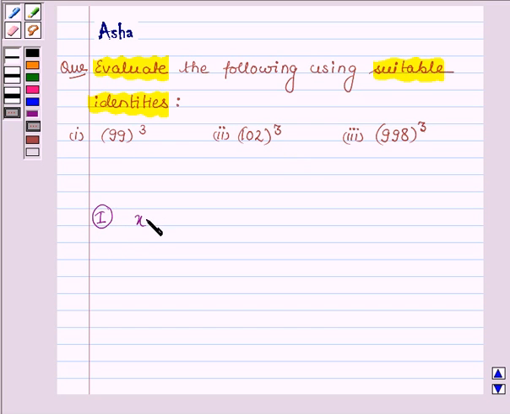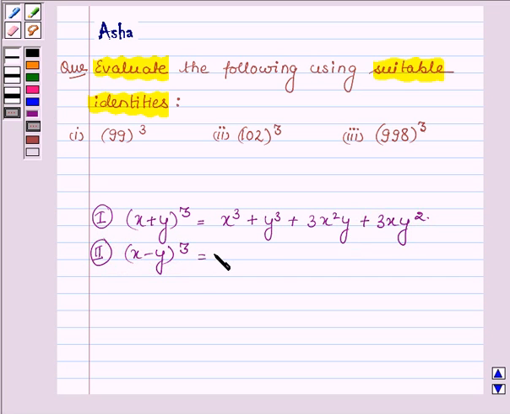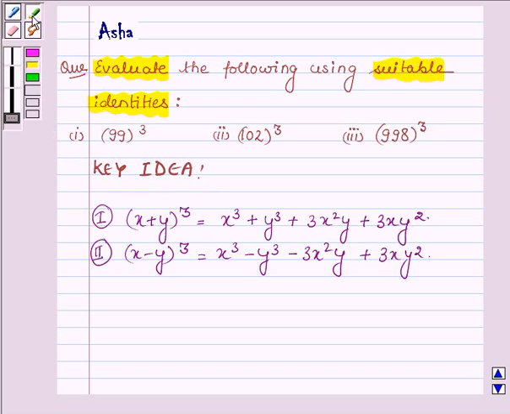First is, (x + y) whole cube is equal to x cube plus y cube plus 3x square y plus 3xy square. And the second one is, (x - y) whole cube is equal to x cube minus y cube minus 3x square y plus 3xy square. So these two identities are a key idea that will help us to evaluate the given three problems.